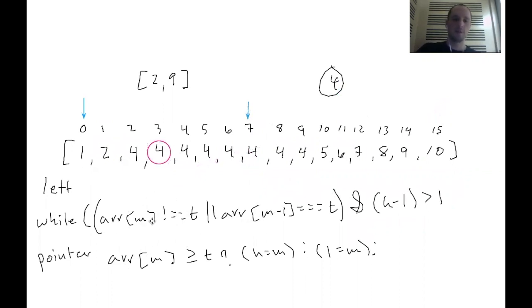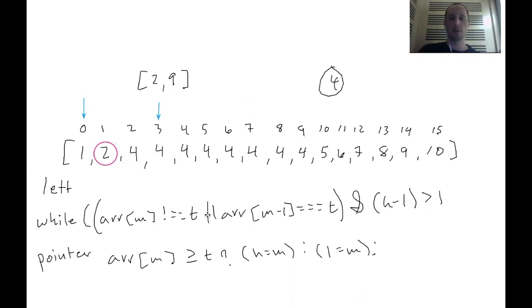So we'll ask again, is our current value not equal to the target? Well, that's not true. Is our current value at index m-1 equal to the target? Well, that is true, so we need to keep looping. So we'll do our pointer reassignment. Our current value is greater than or equal to the target, so we'll move our high pointer, and then we'll move our midpoint. Okay, so let's loop through again.